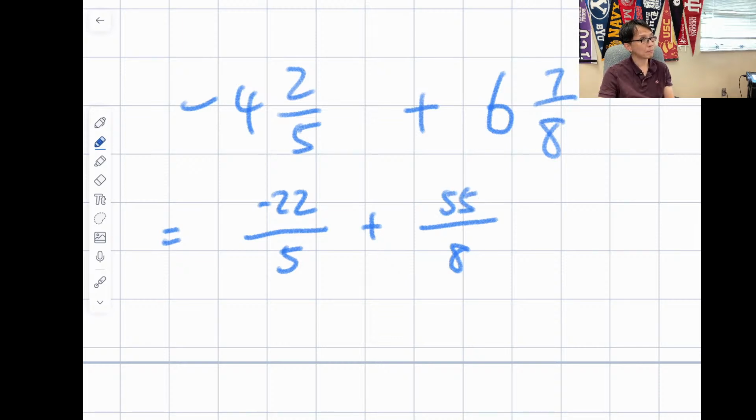I multiply everything so that they have a 40 in the denominator. So what do you multiply on the left side? I multiply negative 22 over 5 by 8 over 8. Don't say 8, because it's actually 8 over 8, because you're not changing the fraction. You just change the look of the fractions. Again, what do you multiply this part? 5 over 5.